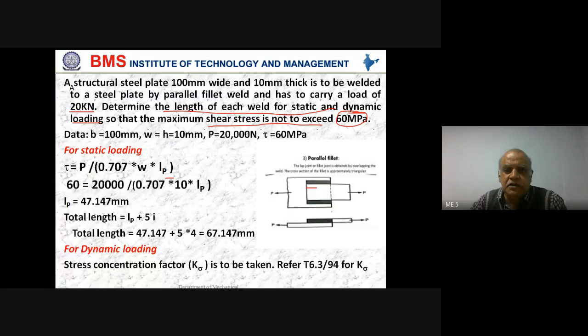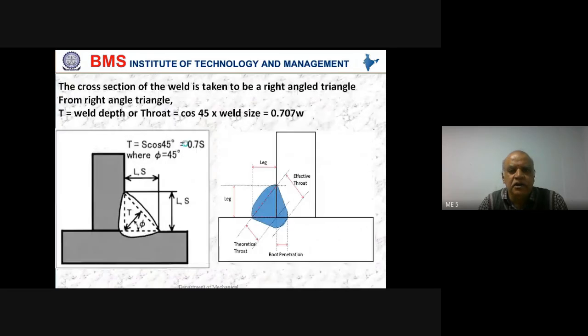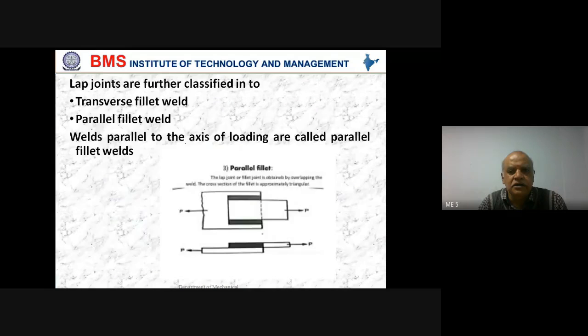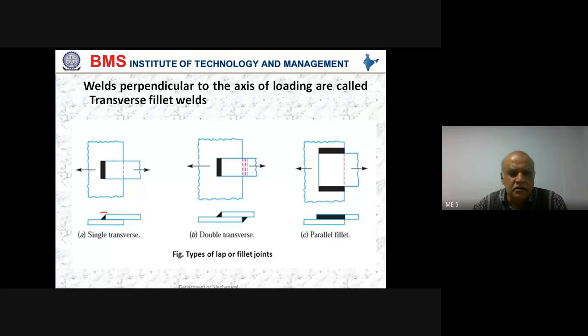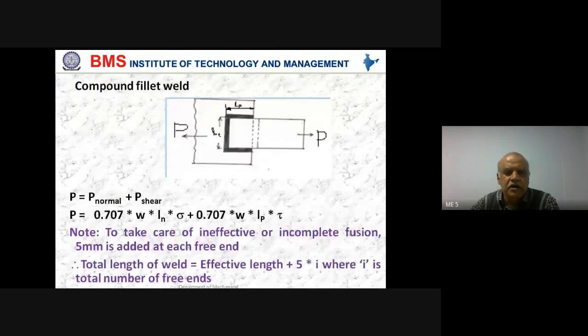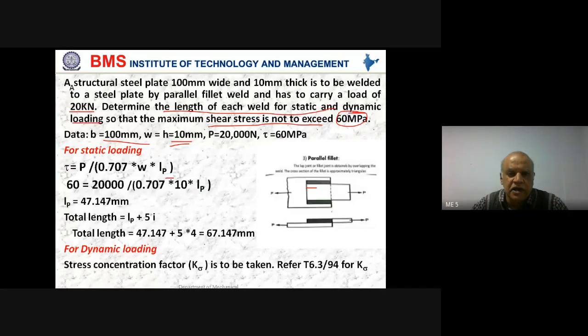So we are given a structural plate of width, that is the value of B equal to 100 mm. Then plate thickness is 10 mm. So how is it 10 mm? I think I have explained to you in the previous class. When you look at the weld here, the weld size will be almost equal to the thickness of the plate, right? So therefore it is 10 mm. Load carried by this parallel fillet weld is 20,000 Newton. Maximum shear stress is 60 megapascal, right?